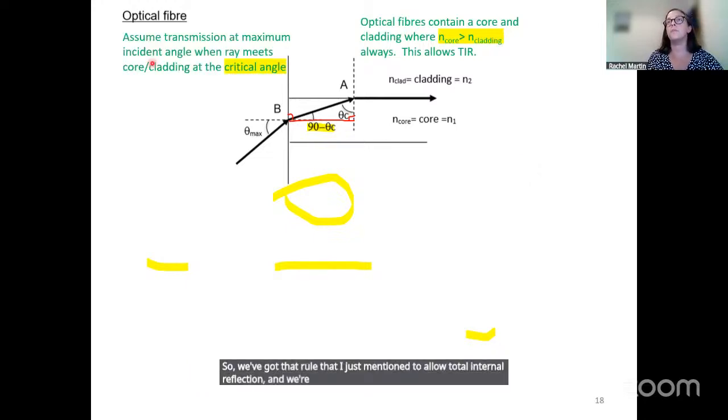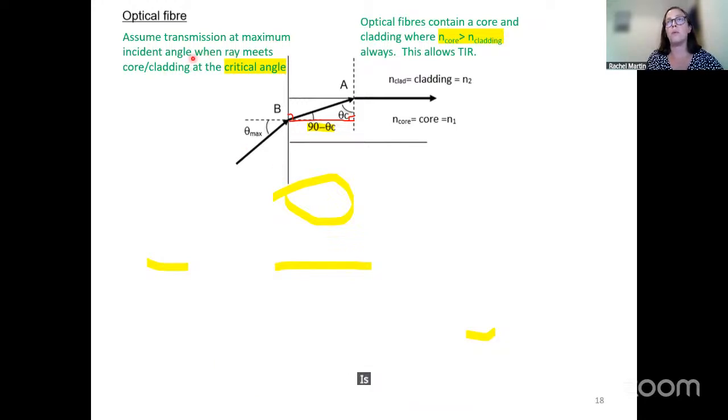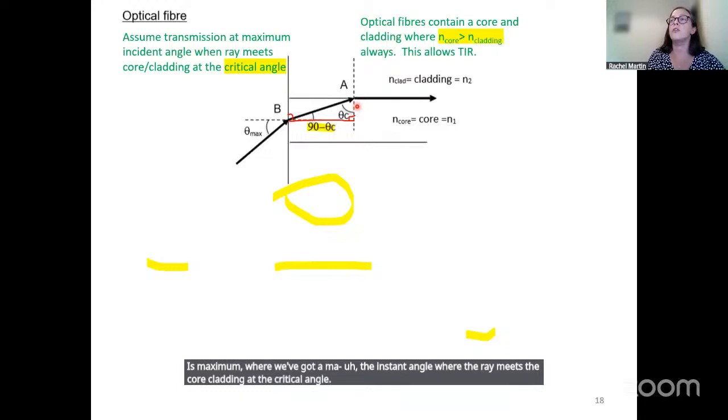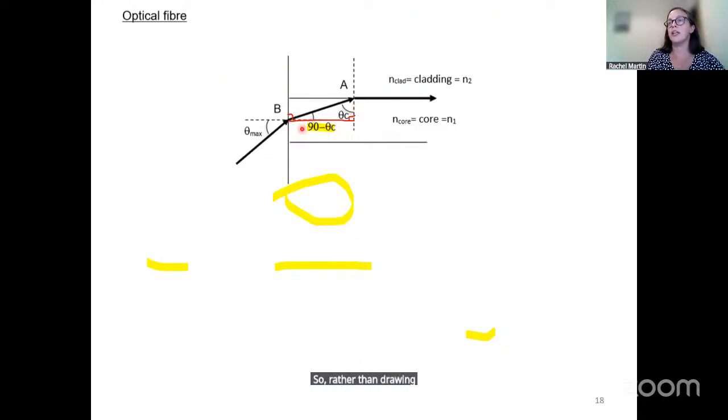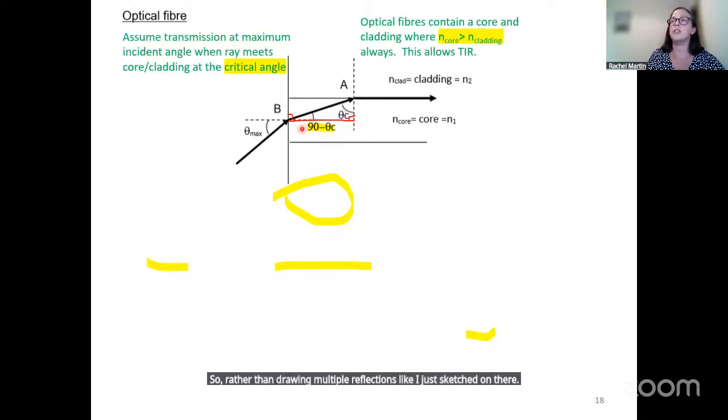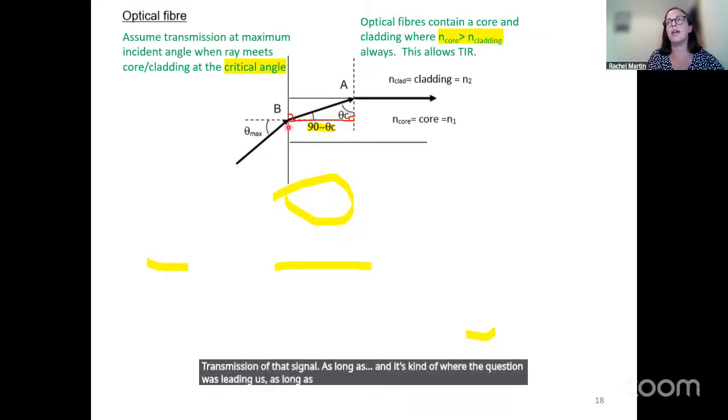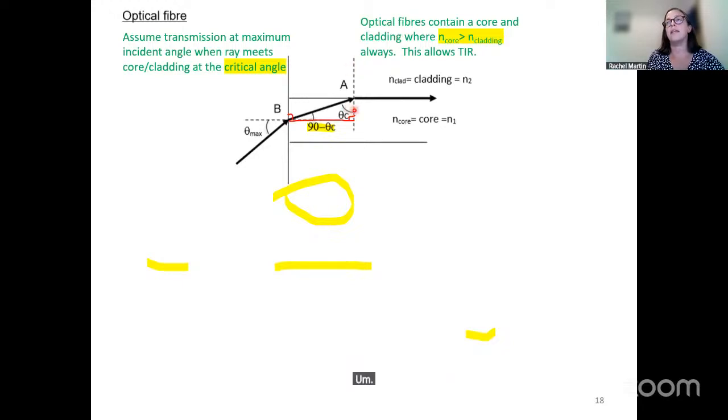And we're going to assume that the transmission is maximum where the incident ray meets the core cladding at the critical angle. So rather than drawing multiple reflections like I just sketched on there, we're going to make a simpler assumption that we can have the maximum transmission of that signal as long as that ray hits the core cladding interface at the critical angle. That's why the question was asking us to derive those steps.